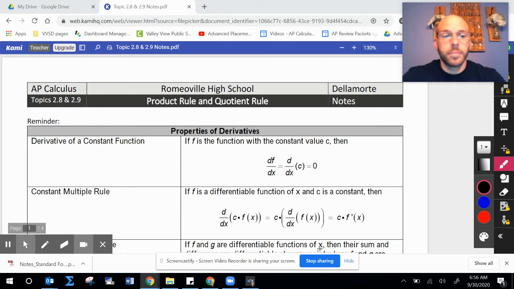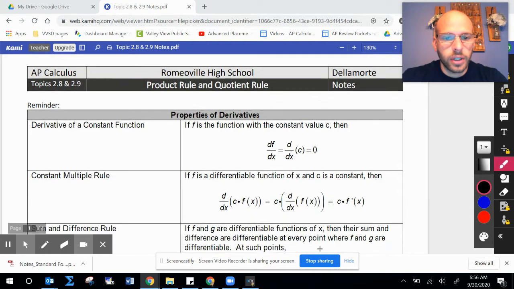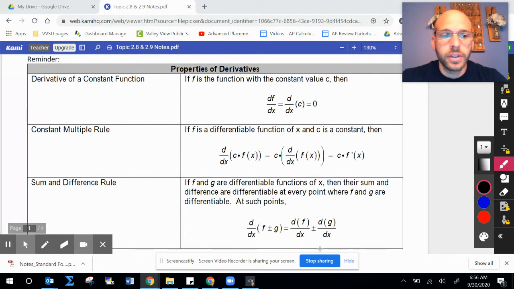Hello, we're going to talk about topics 2.8 and 2.9, product rule and quotient rule. Before we get into these two new rules of derivatives, I just wanted to go through a reminder of some previous rules that we've discussed.